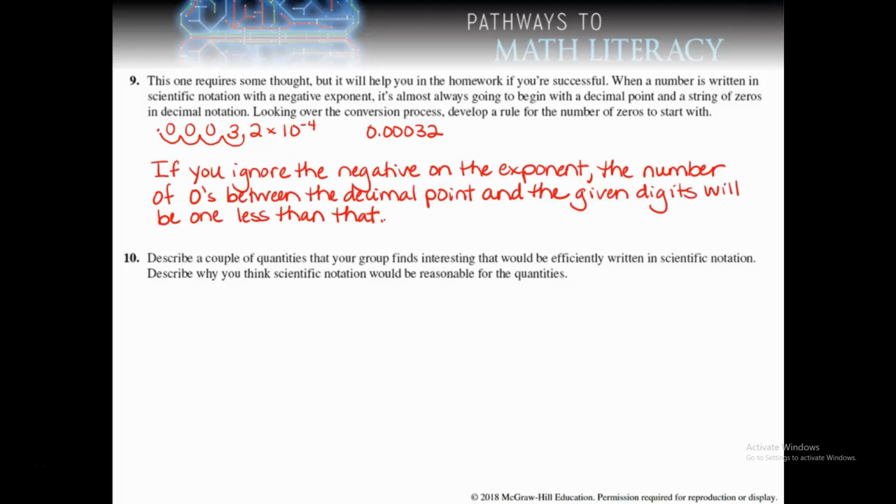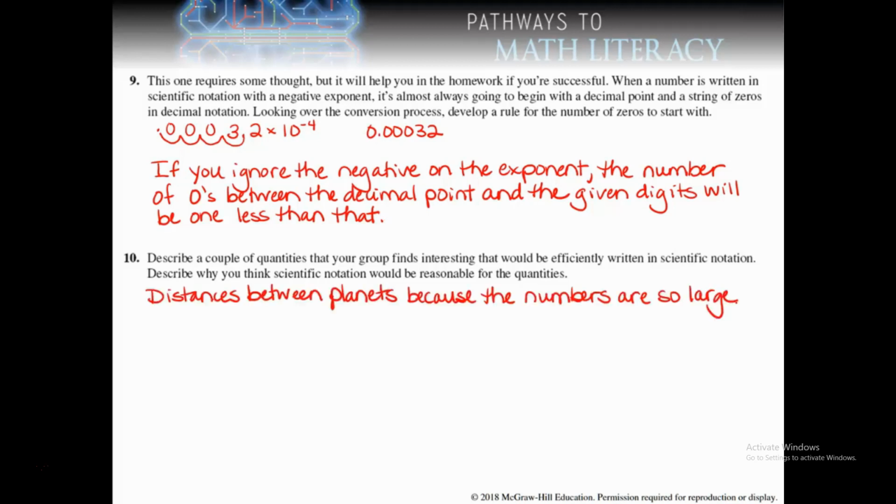And then in 10, describe a couple of quantities that would be efficiently written in scientific notation. You can come up with a lot more. I'll give 2 examples. One for large numbers in scientific notation would be distances between planets. And then an example of very, very small numbers that would have too many zeros between the decimal point and an actual numerical digit would be something like the size of a cell.